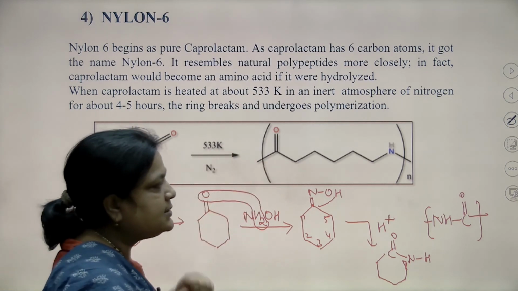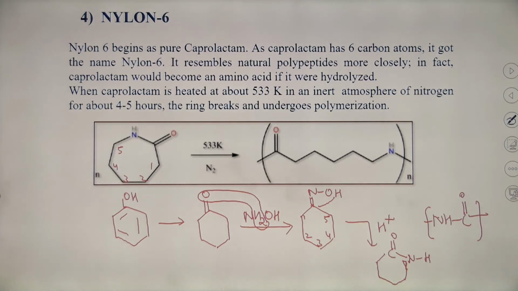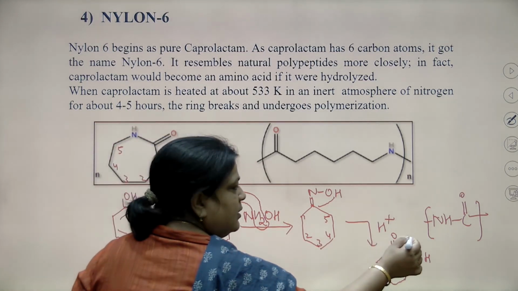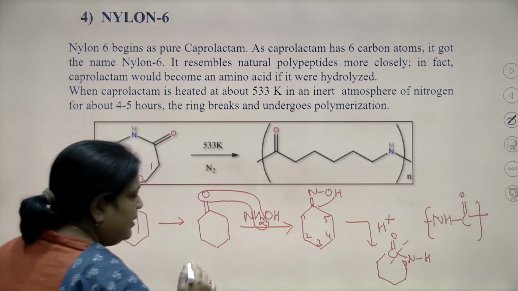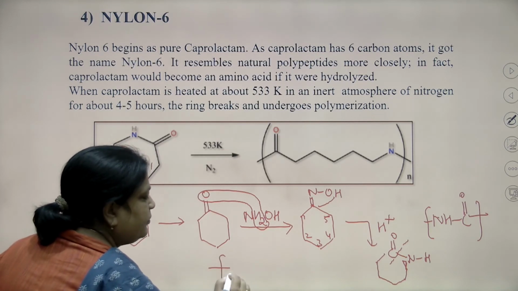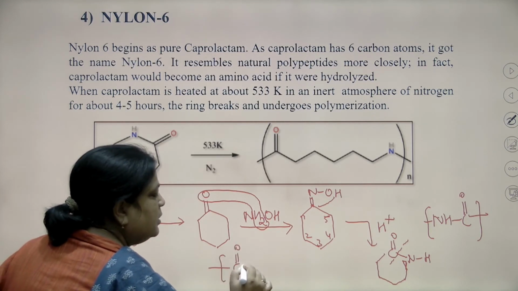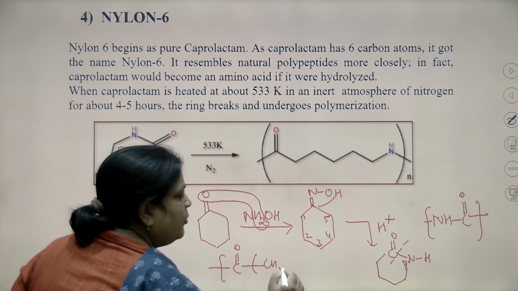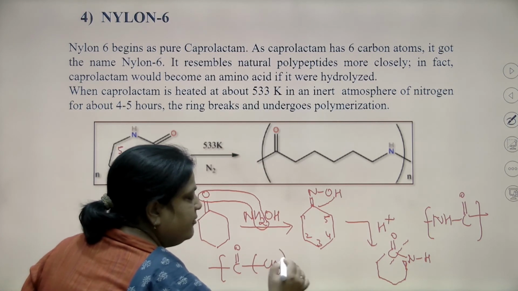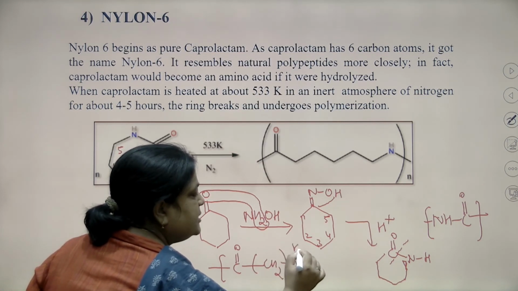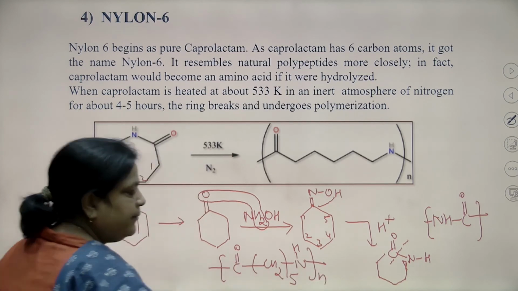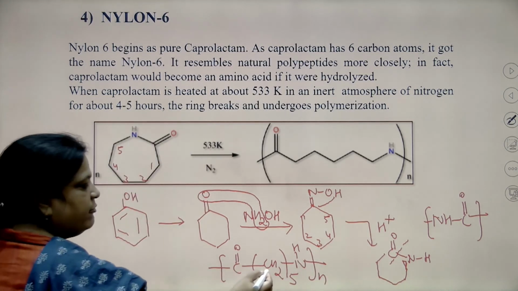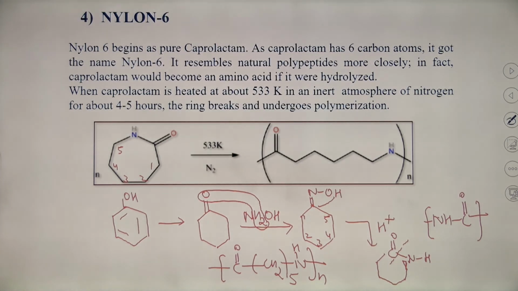So, what will be the structure of nylon 6 if we polymerize this? The ring will break here and we get CO, CH2, how many? 5 in the chain, and then NH up to N. And why is it 6? Because the number of carbons is 6.